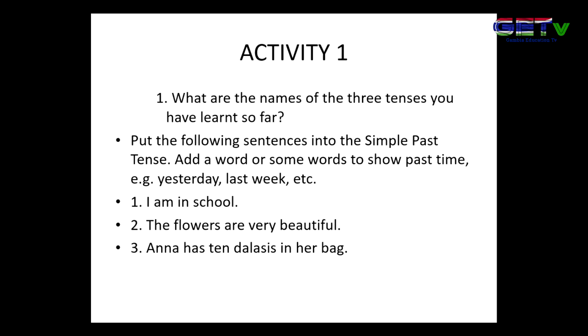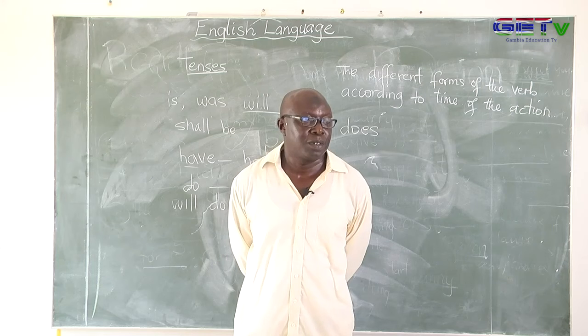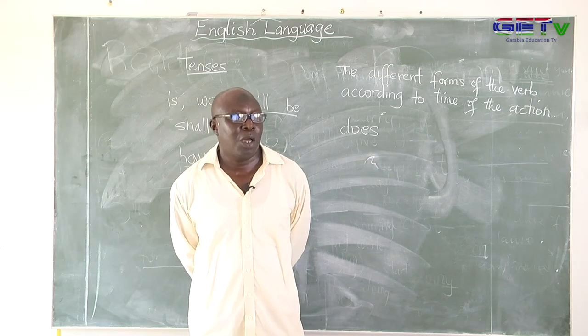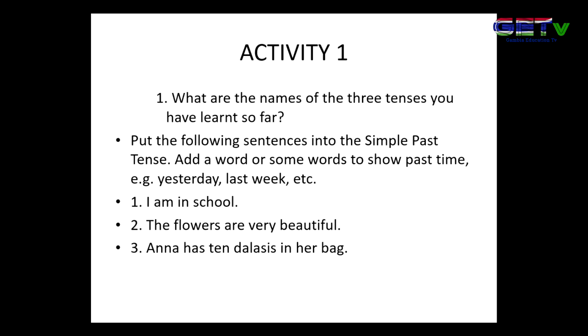Now let's look at a few activities here. If I may ask, what are the three tenses? The three tenses that you learned so far. Okay, think about them. Now put the following sentences into the simple past tense. Add a word or some words to show past time. For example, you can add yesterday, last week, etc., to show the time the action happened. I am in school. The flowers are very beautiful. Anna has $10 in her bag.